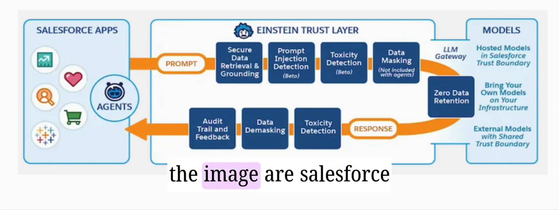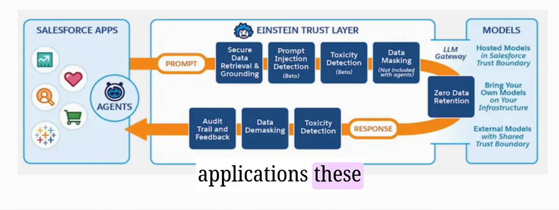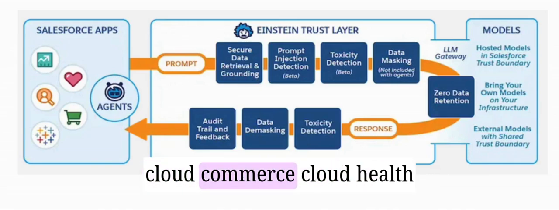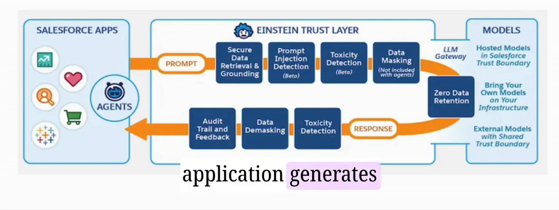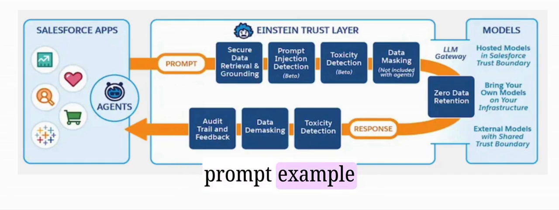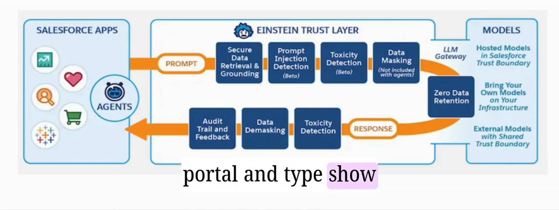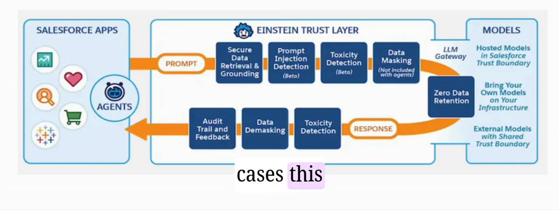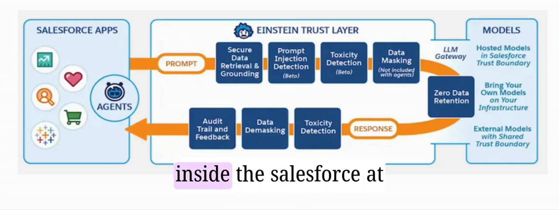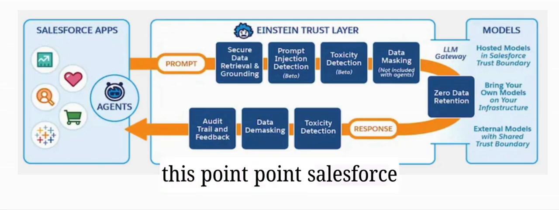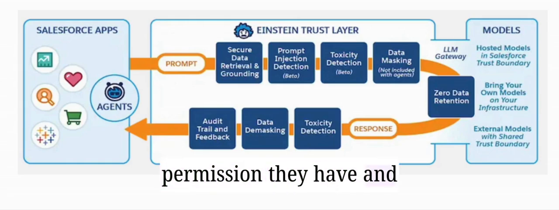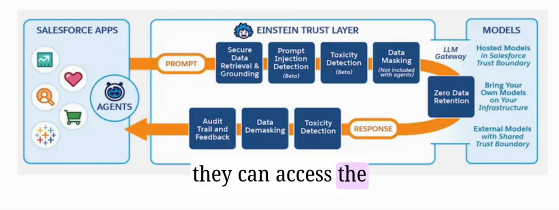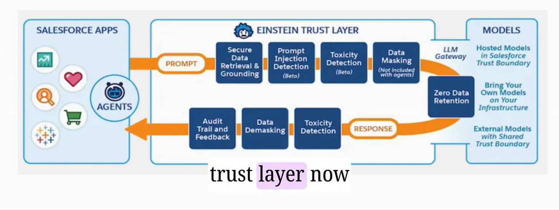On the left side of the image are Salesforce applications. These include Sales Cloud, Service Cloud, Commerce Cloud, Health Cloud, Tableau, Agentforce, and more. These applications generate prompts. For example, suppose a customer logs into an Experience Cloud portal and types, show me my open support cases. This request starts inside Salesforce. At this point, Salesforce already knows who the customer is, what permissions they have, and which records they can access. The prompt now enters the Einstein Trust Layer.